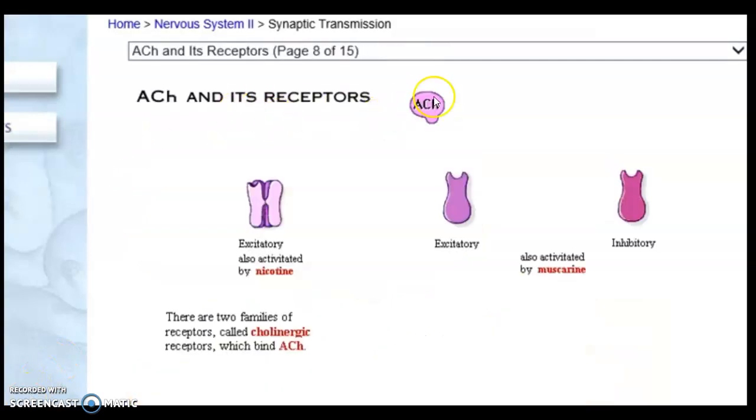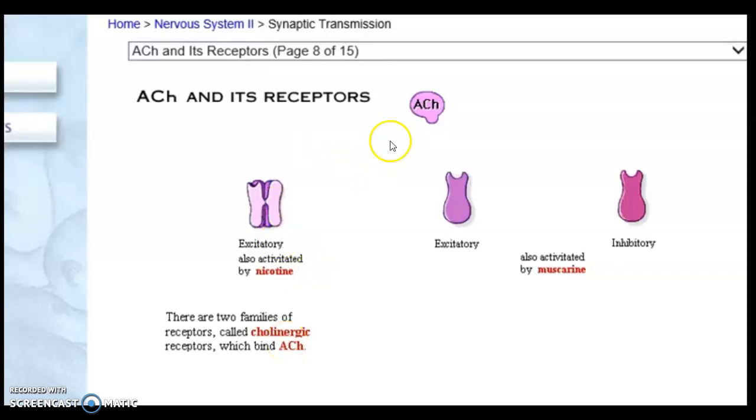Okay, notice here is acetylcholine. By the way, we call receptors for acetylcholine cholinergic receptors. So acetylcholine, cholinergic. You definitely need to understand that, and you're going to hear that term used a lot, especially in medical terms.